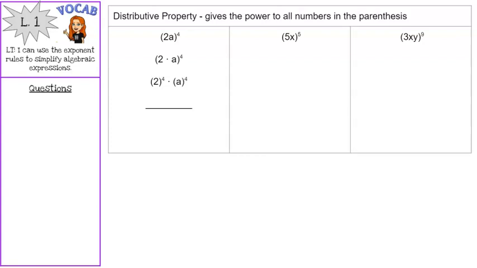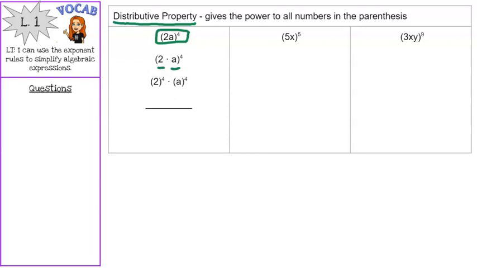Lastly, we're going to talk about the distributive property with exponents. Now, sometimes there'll be multiple big numbers in the parentheses and then a power on the outside. That gives the power to all the numbers in the parentheses. So for our first example, we have 2a raised to the power of 4. You can see you have two things inside the parentheses, 2 and a, and then the 4 is on the outside of the parentheses. So the first step is just to separate those two things. We want to understand that this is 2 times a raised to the 4th power.